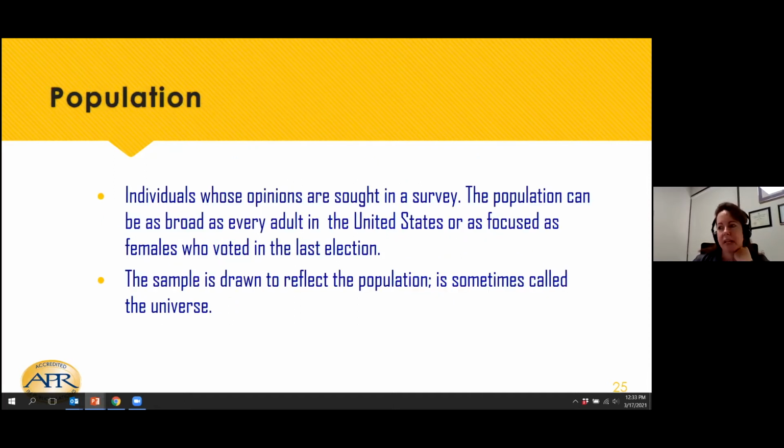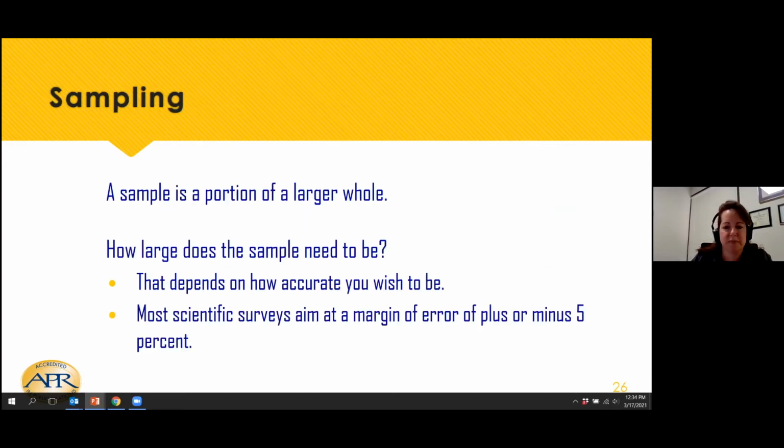Okay, so now we're going to get into population and sampling. Your population is the individuals whose opinions you are seeking in your survey. The population can be as broad as every adult in the United States or as focused as females who voted in the last election. The sample is drawn to reflect the population and is sometimes called the universe within your research. A sample is a portion of the larger whole.